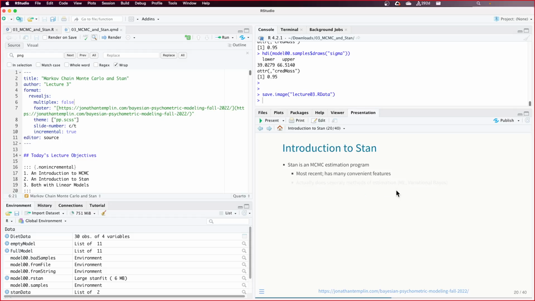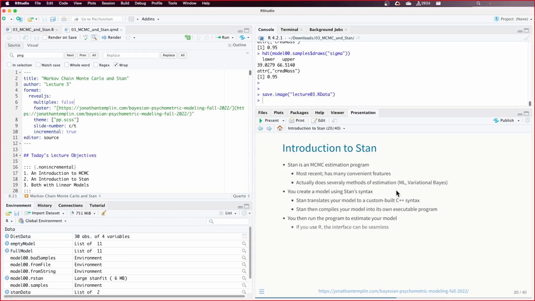So we talked about Stan. Stan's a really interesting program because it will compile your syntax. It'll take the syntax of Stan, translate it to C++, which is a compiled language, compile that syntax, and produce an executable program that only runs your analysis and your model. So it cuts out a lot of overhead that shows up.